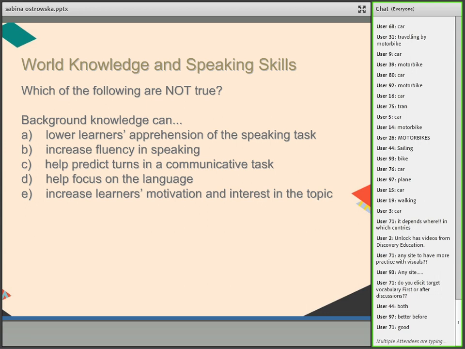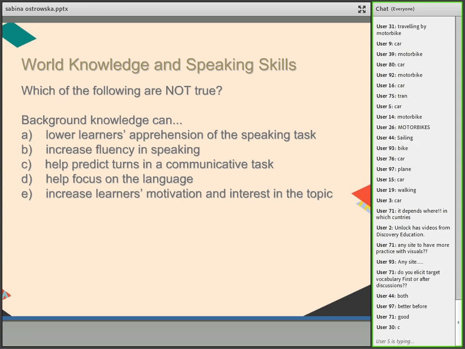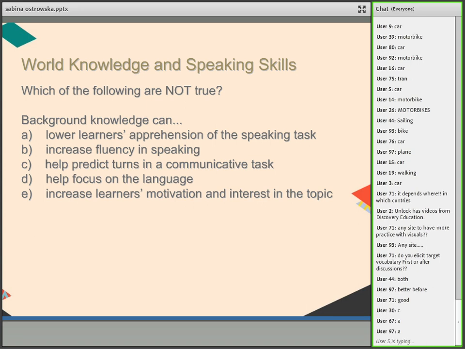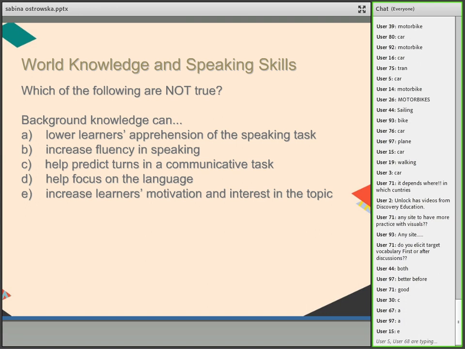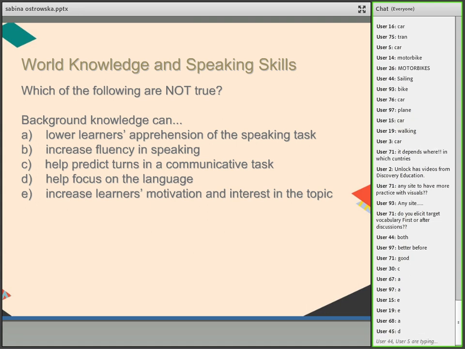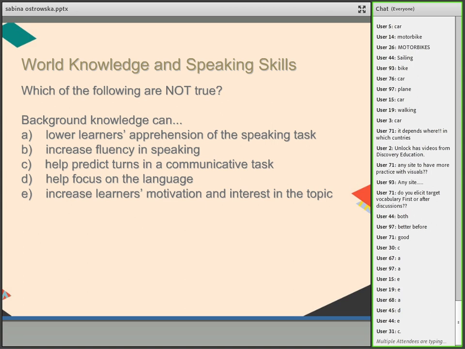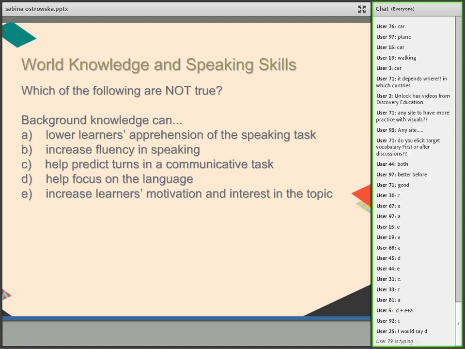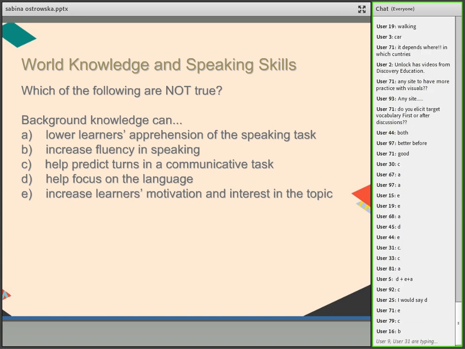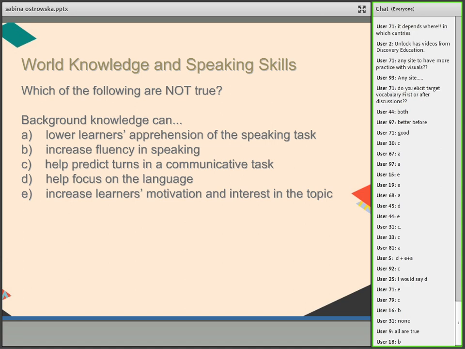Any guesses? C. Help predict turns in a communicative task. A. Learners' apprehension. Apprehension, I mean worry, anxiety about the speaking task. Okay, we have E. Increase learner motivation. Okay, so no one so far is correct. Anyone can guess? I'll give you a few more seconds, but we don't want too much silence.